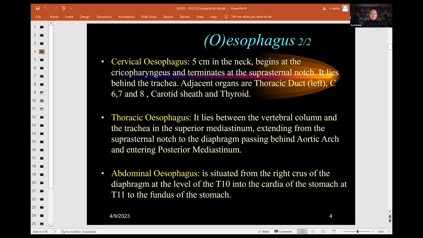Abdominal esophagus is situated from the right crus of the diaphragm, which the esophagus penetrates at the level of T10 into the cardia of the stomach, which is at T11. And this is where the fundus of the stomach also begins from. You would have noticed that the English version of esophagus is spelled with an O, and the European and the American version starts with an E.